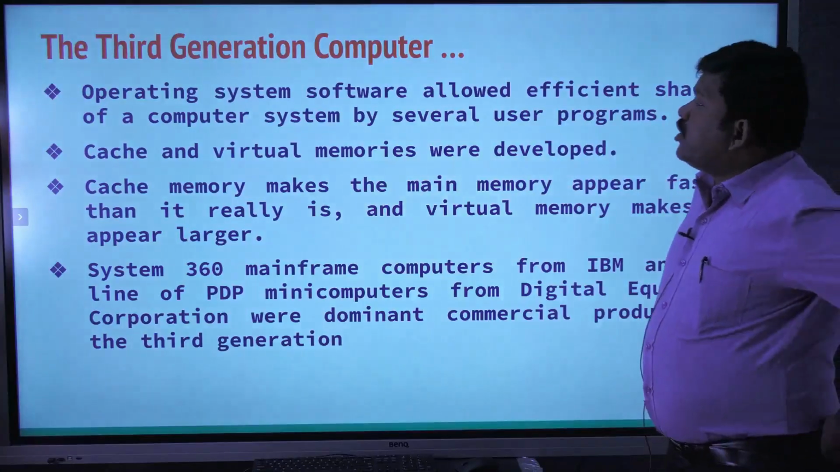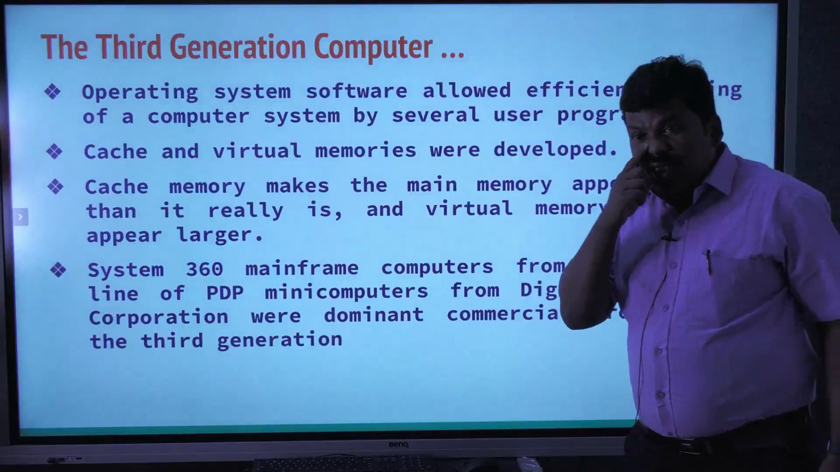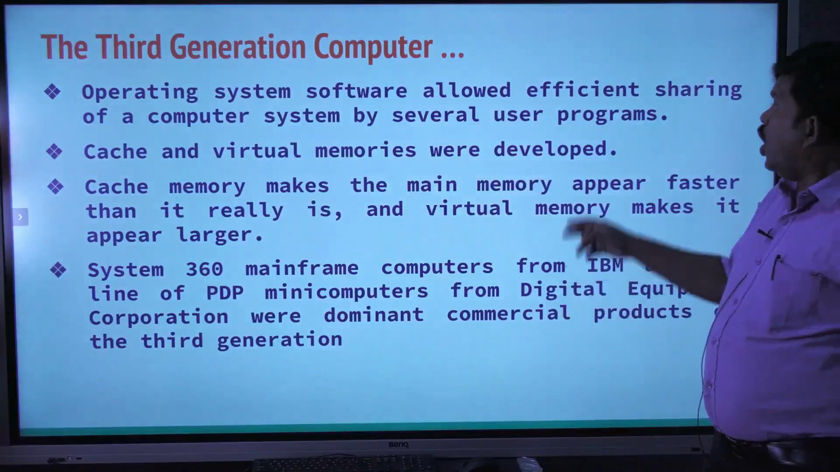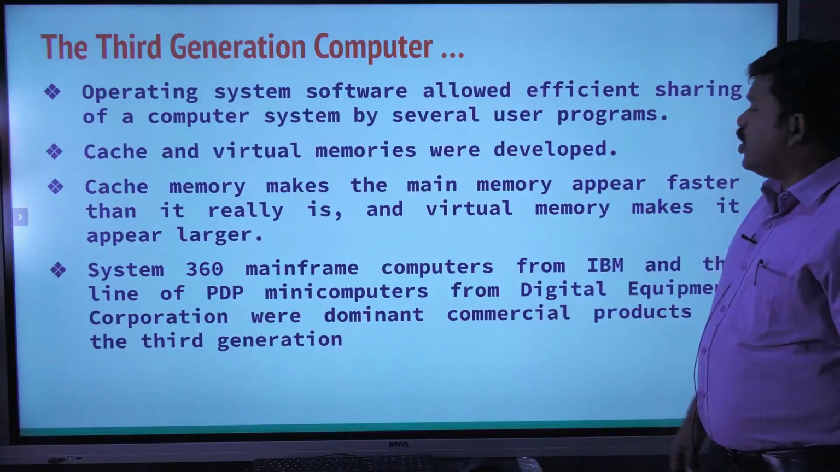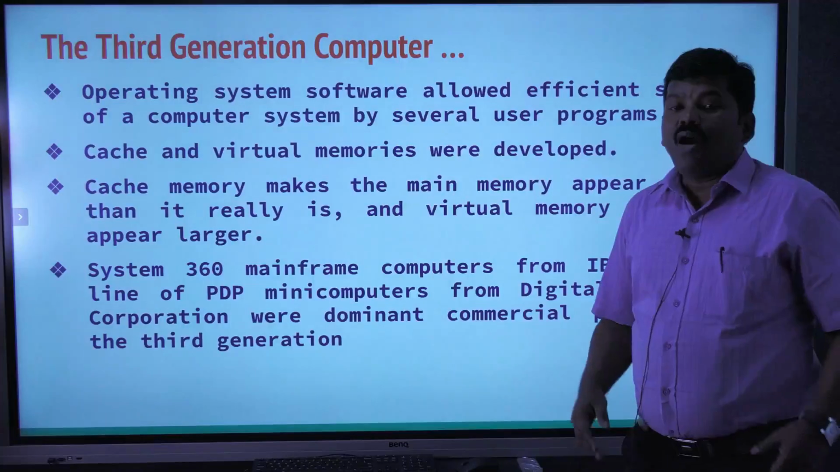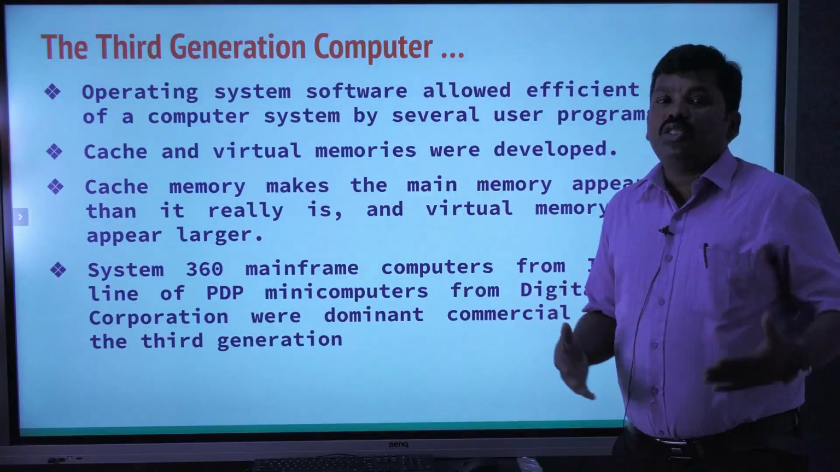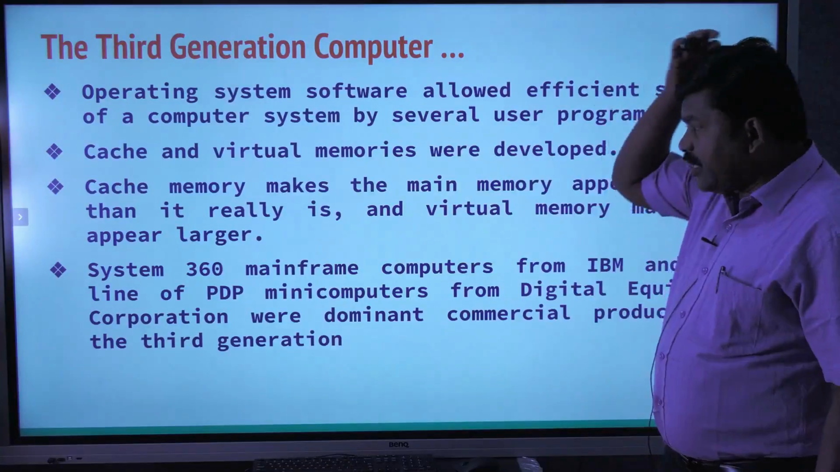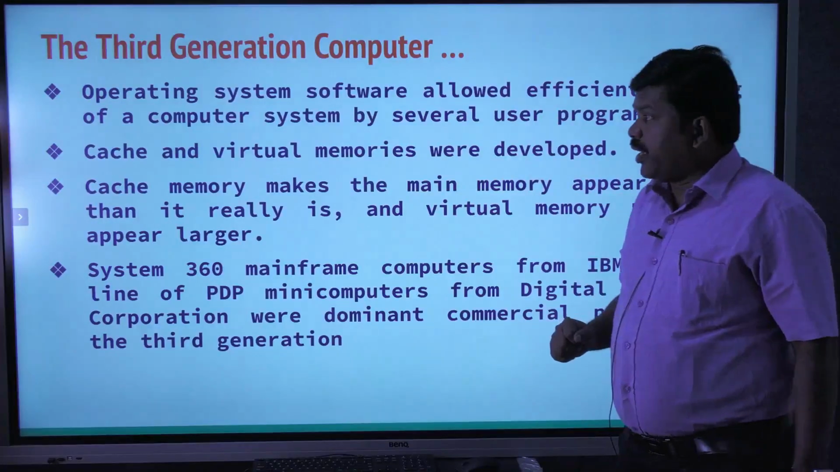Another advantage of third generation computers is that the operating system was introduced during that time. Operating system software allowed the efficient sharing of computer resources by several user programs. The operating system acts as an interface so that many users can share the system resources. Earlier, we had a multi-user environment of an operating system.